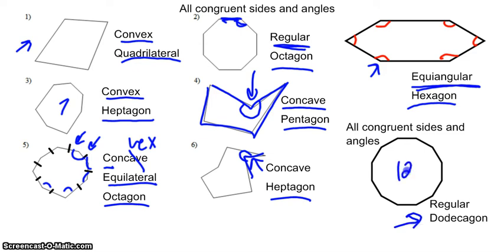It's got 12 sides, and it looks like all of those sides are congruent. I didn't mark them congruent, but we can probably take a guess that looks pretty regular.